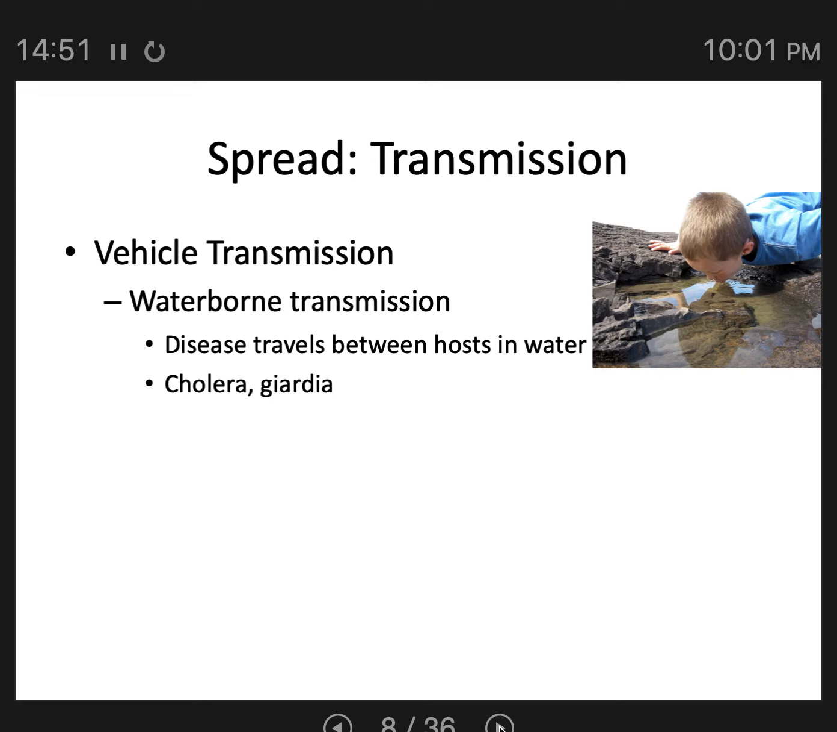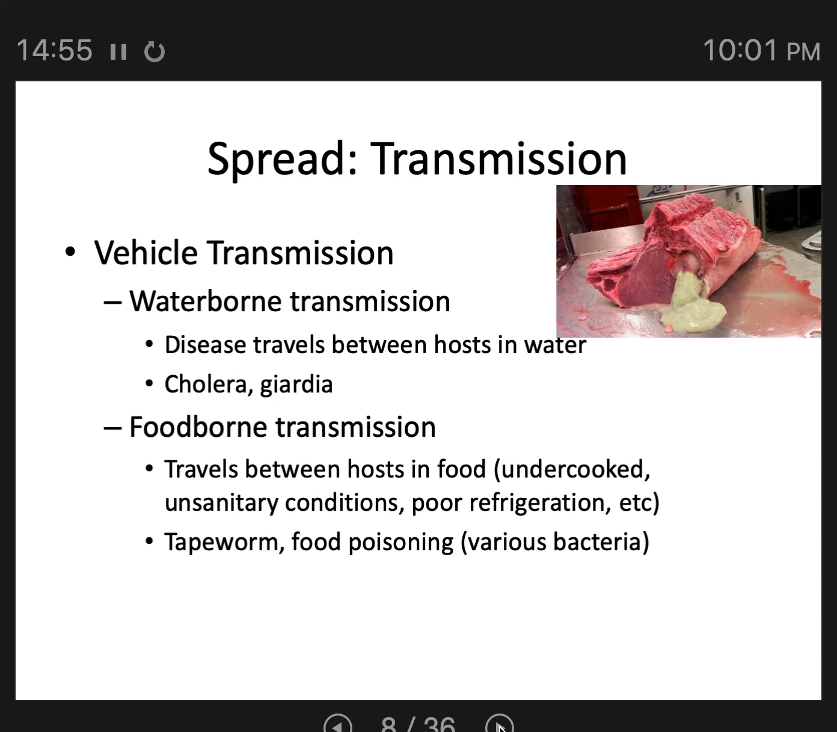This is when the disease travels between hosts in the water, like cholera or giardia. Foodborne transmission is when the pathogen is traveling between hosts in food. If the food is undercooked, if it was prepared in unsanitary conditions, if it wasn't refrigerated well, those are the kinds of ways a pathogen might live in food to get into the next host. Some examples would be tapeworms or food poisoning. There are a lot of different bacteria that can cause food poisoning, but they travel through undercooked or poorly prepared food.